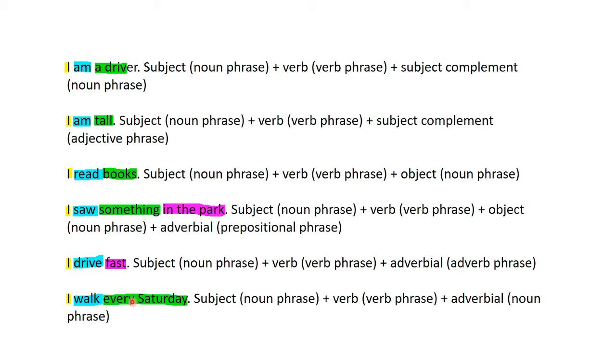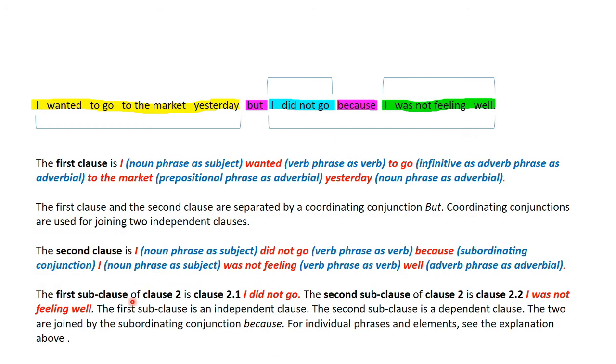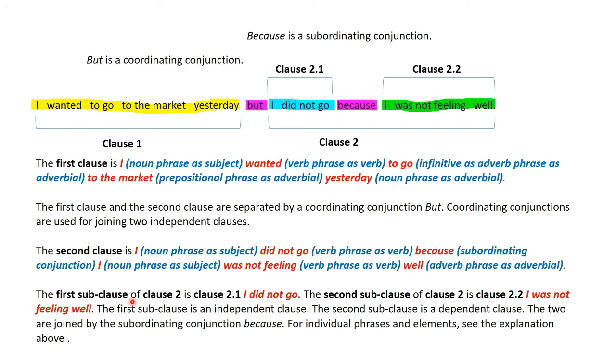We will analyze it for its individual elements, and I hope this example is going to give you a thorough understanding of how a sentence is made up of individual elements. Now look at this example. I wanted to go to the market yesterday, but I did not go because I was not feeling well. I wanted to go to the market yesterday is the first clause, but is a coordinating conjunction. Keep in mind, a coordinating conjunction joins two independent clauses.